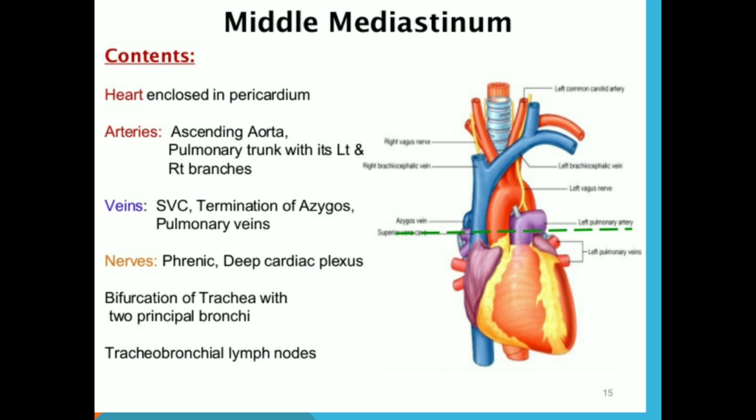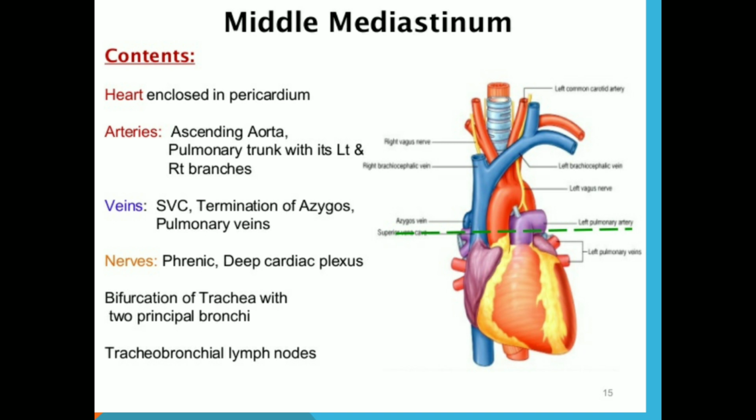So what do you see in the middle mediastinum? It contains the heart. The heart is enclosed by the pericardium. There is a bag-like covering to the heart, that is called the pericardium. Arteries: you see the ascending aorta, pulmonary trunk, then the right and left branches. Veins: superior vena cava you can see. Then at the termination, the azygos vein will come and terminate there, and the four pulmonary veins.